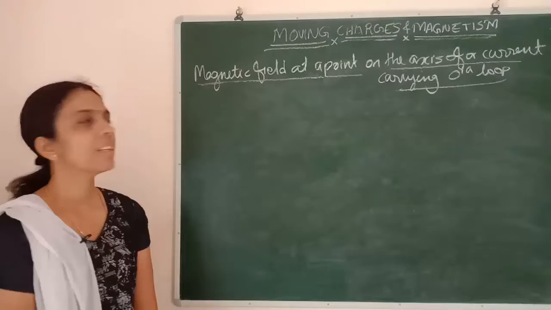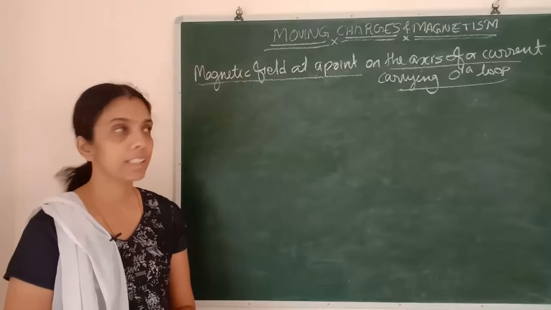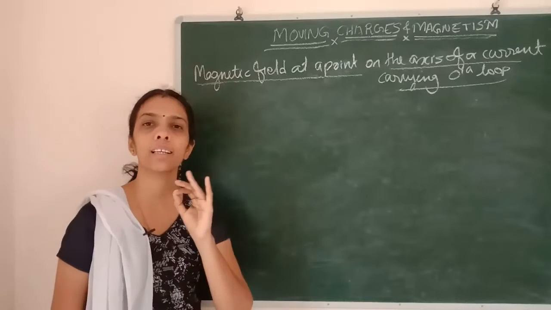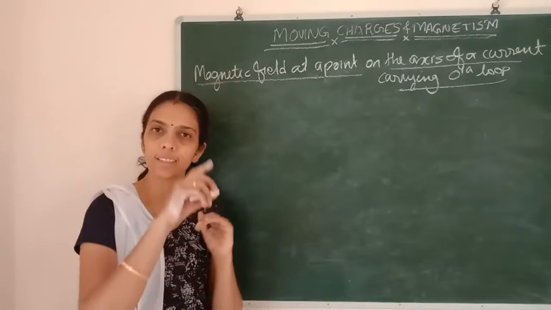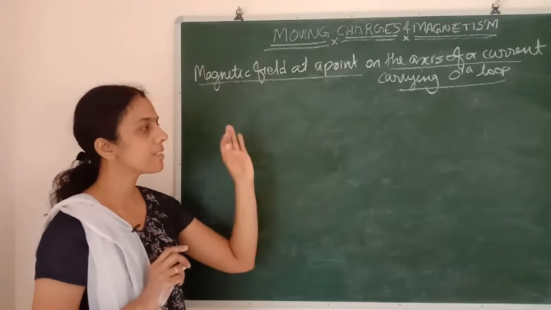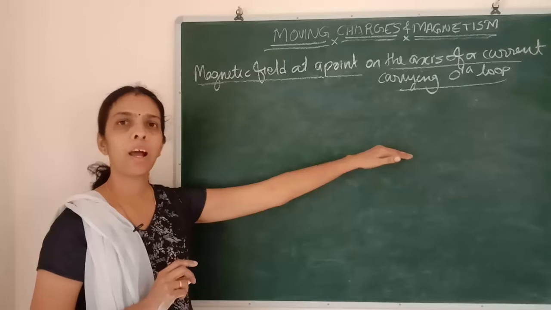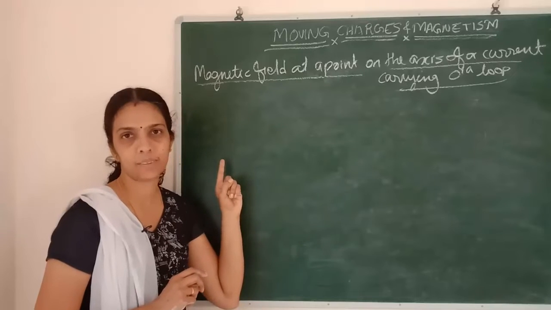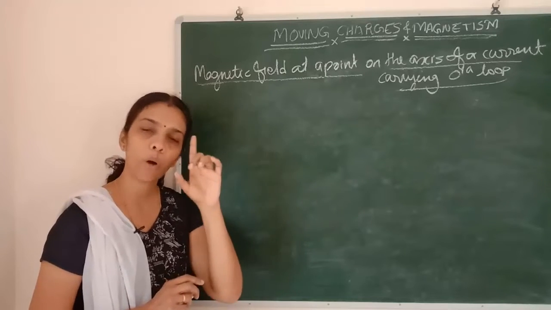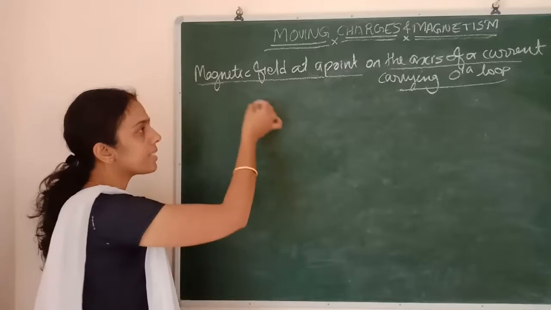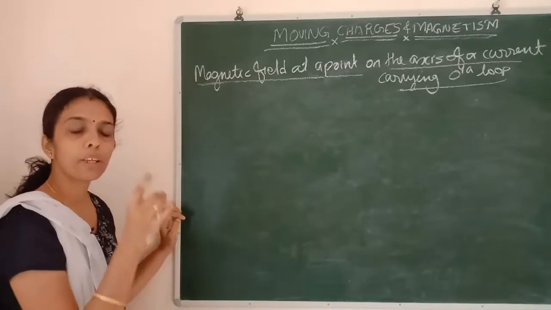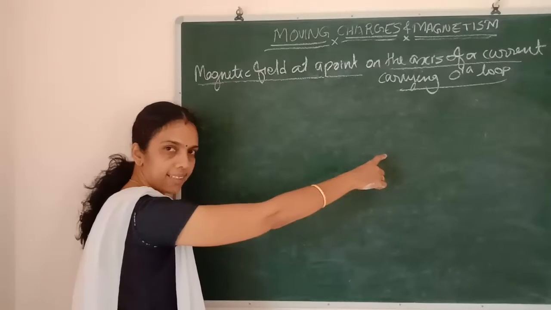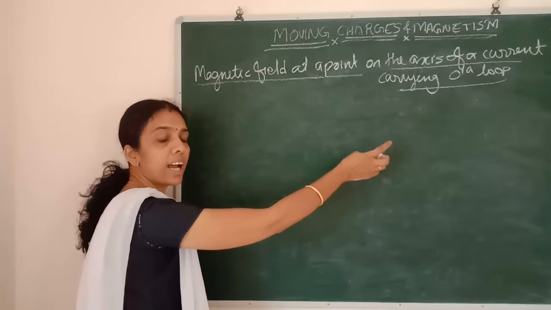Okay, clear now? So next is the magnetic field at a point on the axis of a current carrying circular loop. If a point is outside the circular loop, on the axis of the circular loop, this circular loop has current in it. Because of this current carrying circular loop, I am considering a point on its axis. What will be the magnetic field at that point?